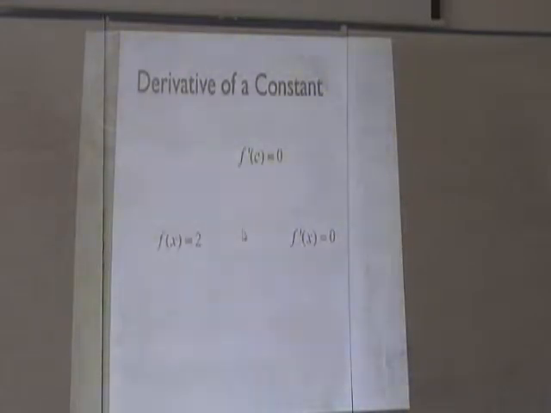The derivative of any constant is always 0. So what's the derivative of 2? 0. What's the derivative of 5? 0. So go ahead and write the derivative of 123.